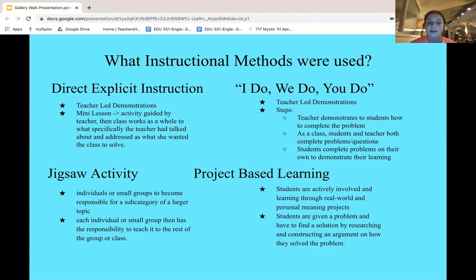For my jigsaw activity, which was student-centered, the individuals were in small groups to become responsible for a subcategory of a larger topic. So then the students had to go and teach it to other people around the room.